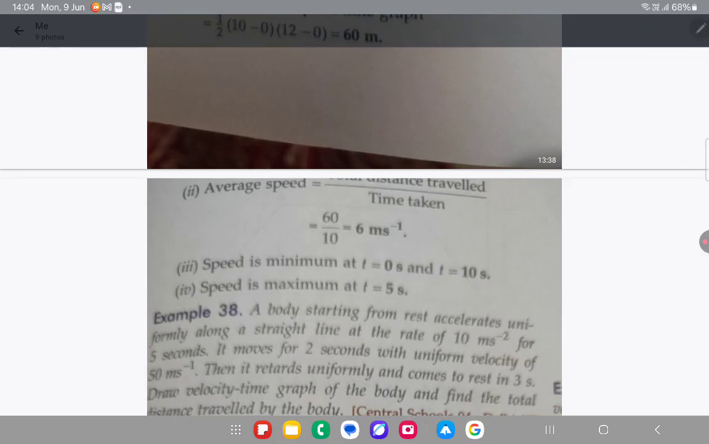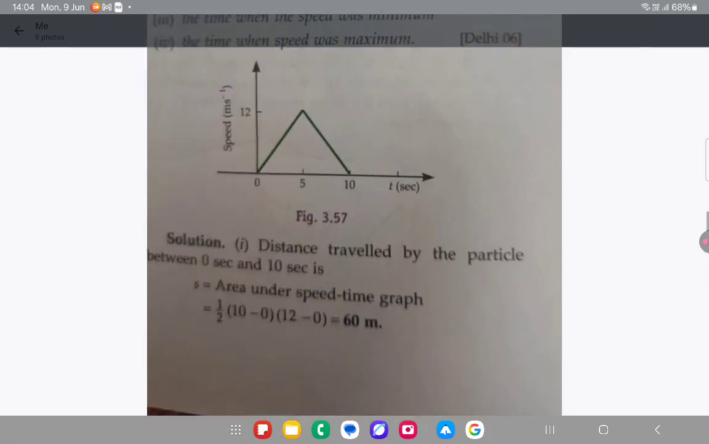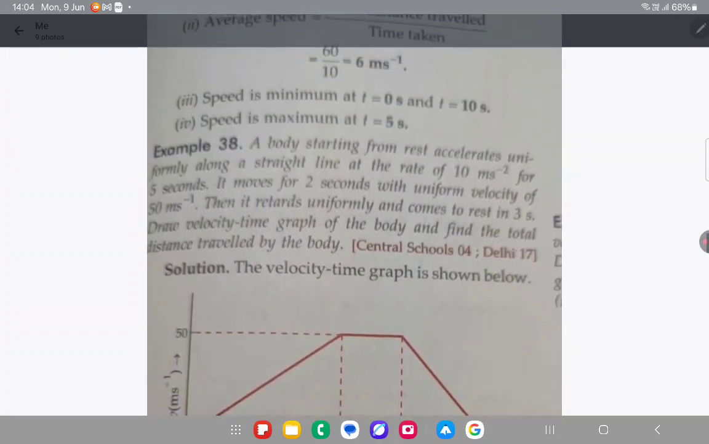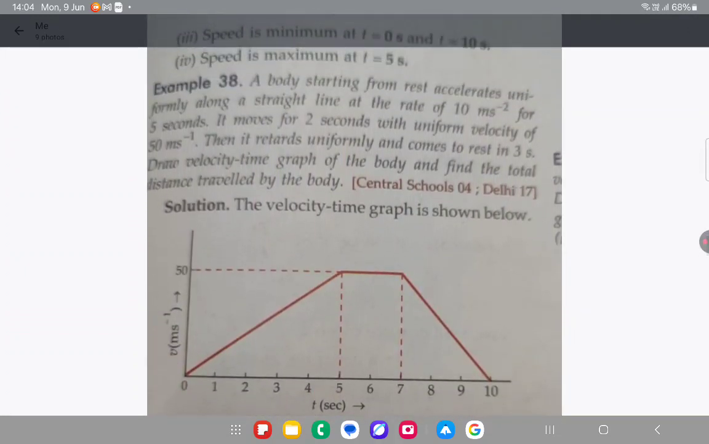Speed is minimum at t equal to 0. So when is the speed minimum and when is the speed maximum? You can interpret from the graph. At t equal to 5 seconds is where the graph was at its peak. Can you see? So that's when it's maximum. Such an easy question. So let's go to the next. A body starting from rest accelerates uniformly along a straight line.